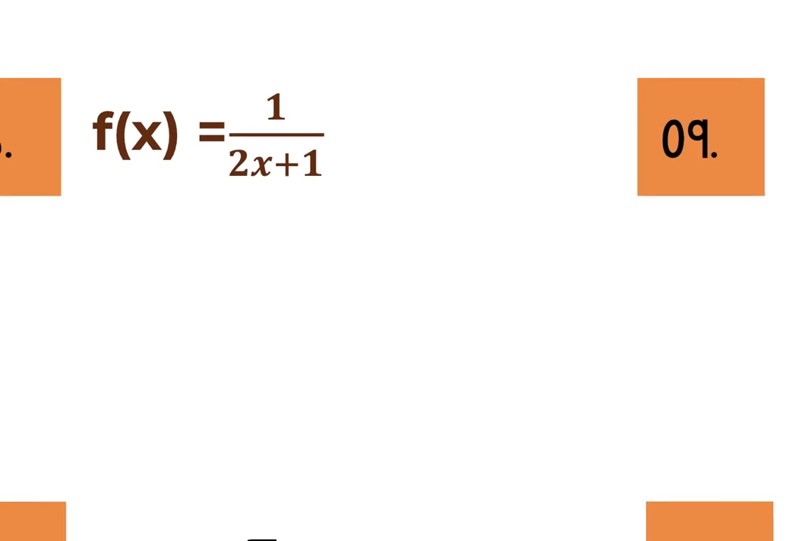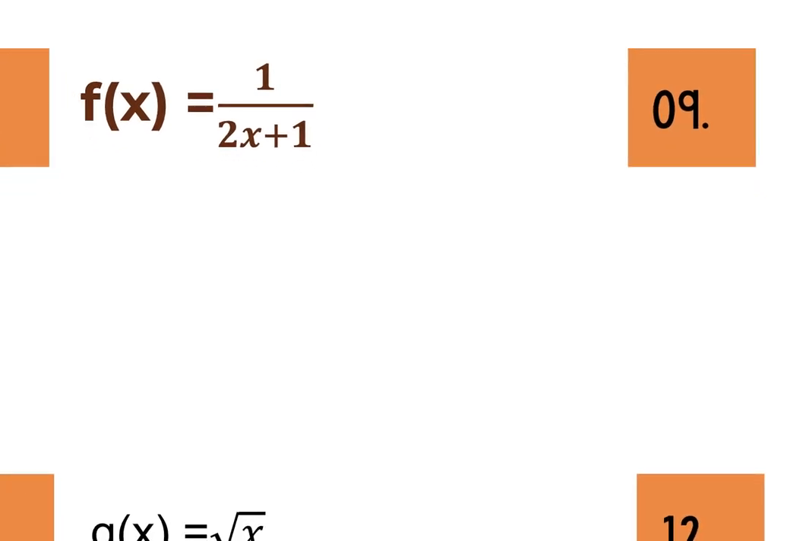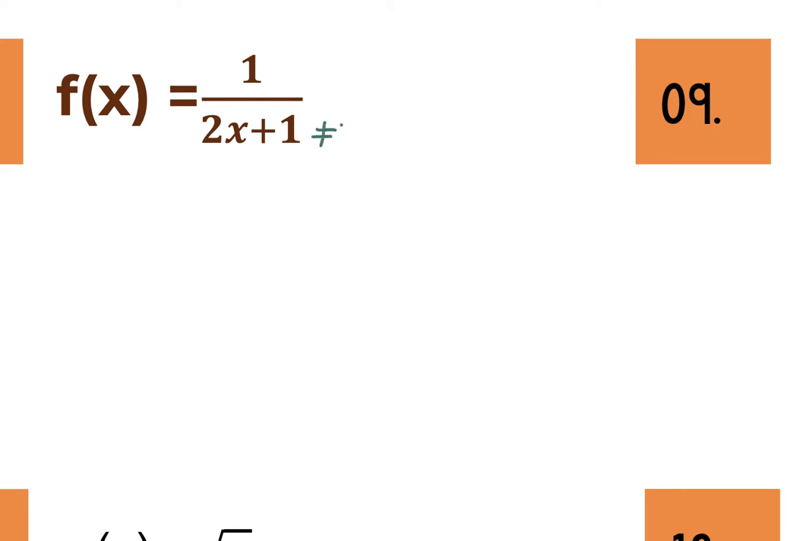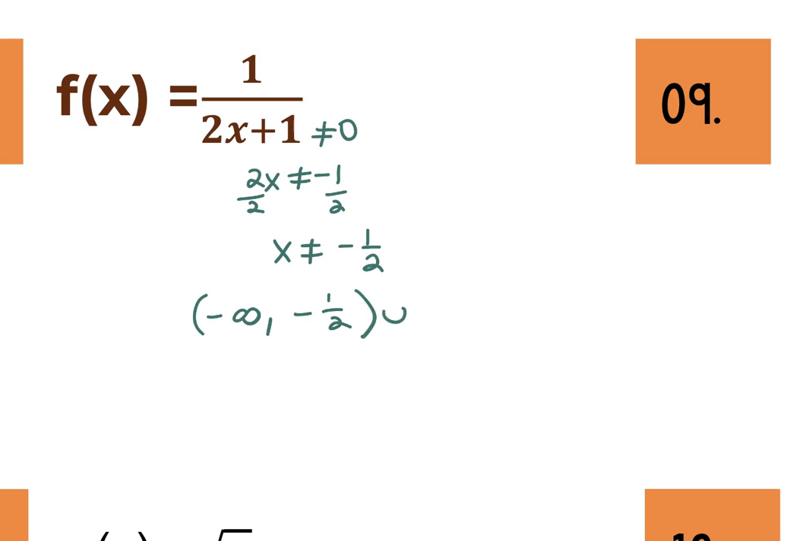All right, how about 8? What's happening? X can't equal... Good. Denominator can't equal 0. So 2x cannot equal negative 1. Divide by 2. And x cannot equal negative 1/2. So from negative infinity to negative 1/2, and then negative 1/2 to positive infinity.